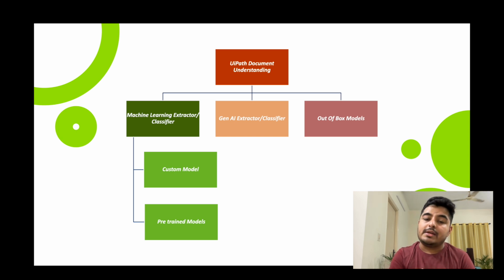And for that, you don't really have to go to the AI Center. It's already available in UiPath Studio. You just have to download one package, the UiPath Document Understanding ML package, and it comes with these capabilities. The third kind is the out of the box model.